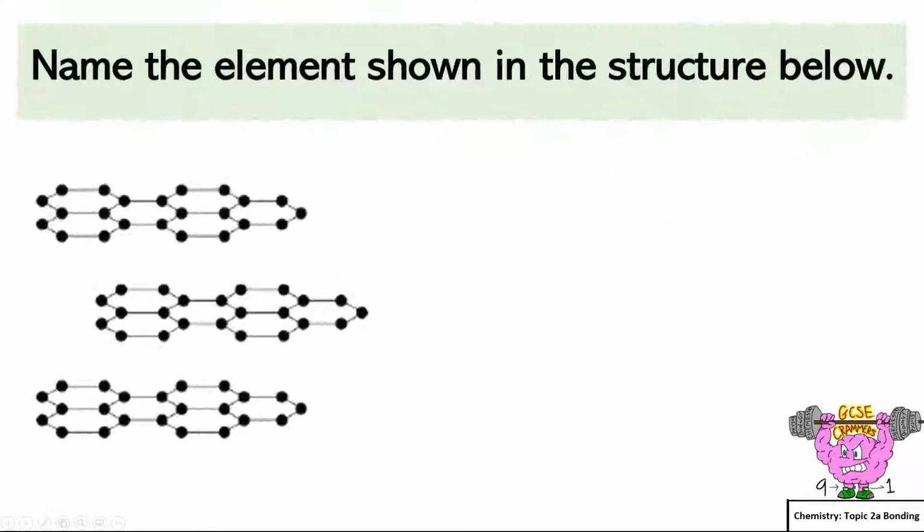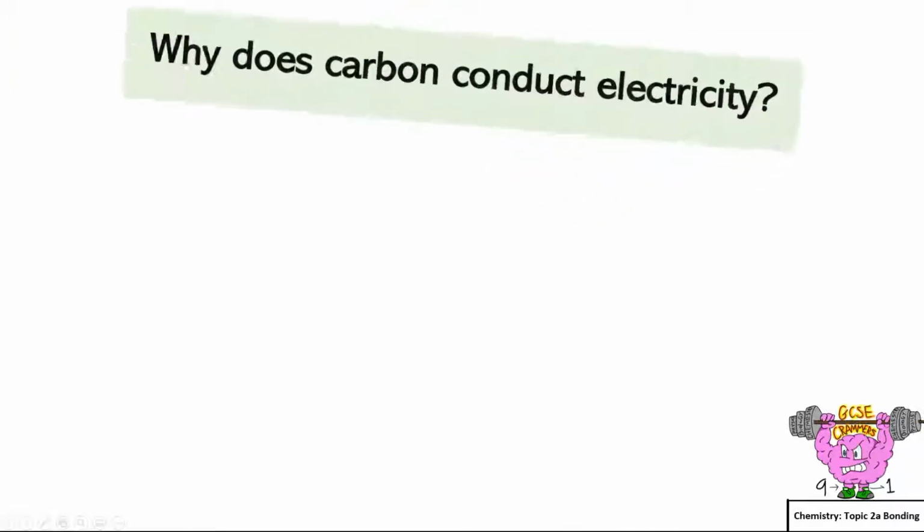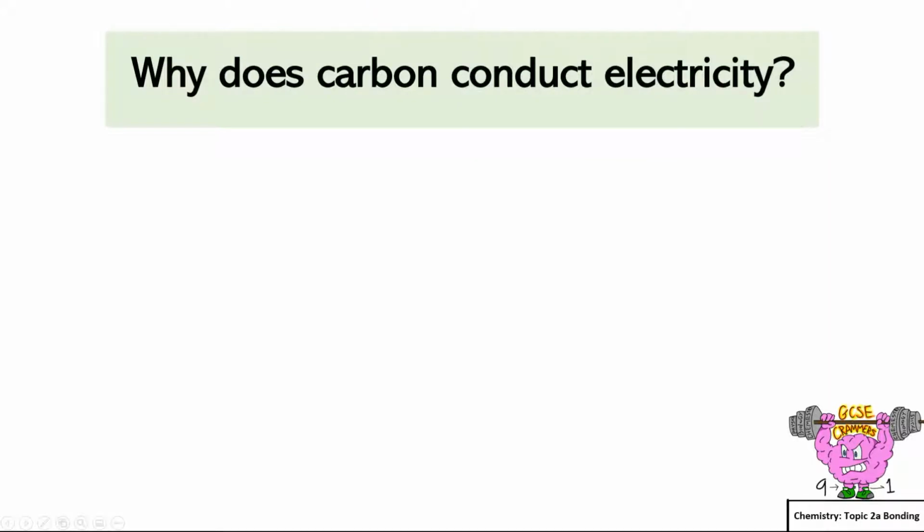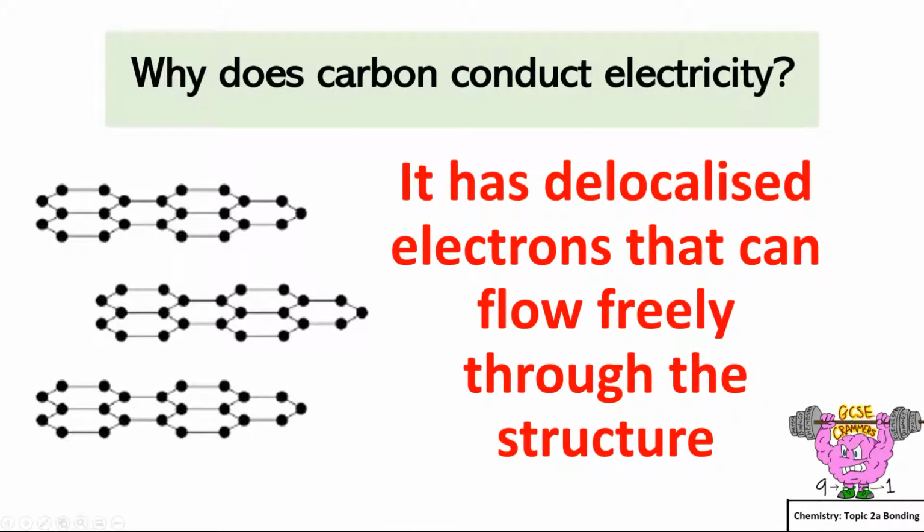Name the element shown in the structure below. Read the question carefully. They're asking for the name of the element, not the name of the structure. The answer is carbon. Why does carbon conduct electricity? It has delocalized electrons that can flow freely through the structure.